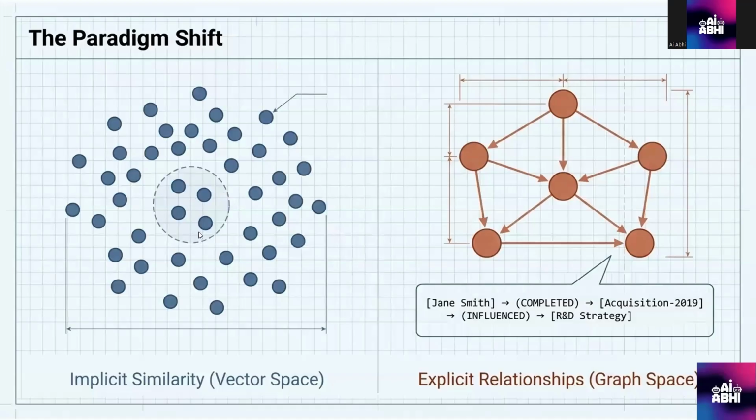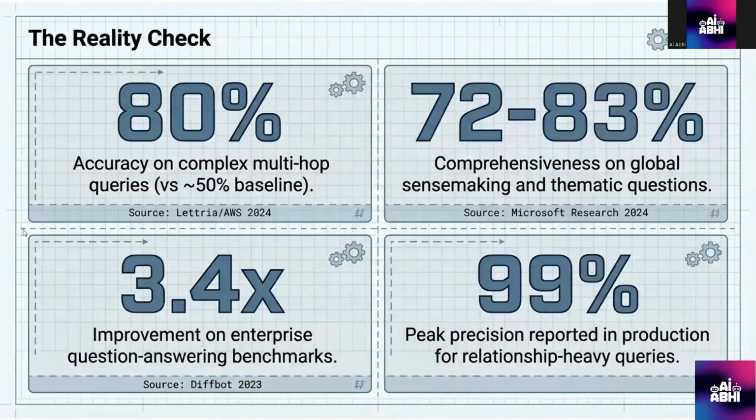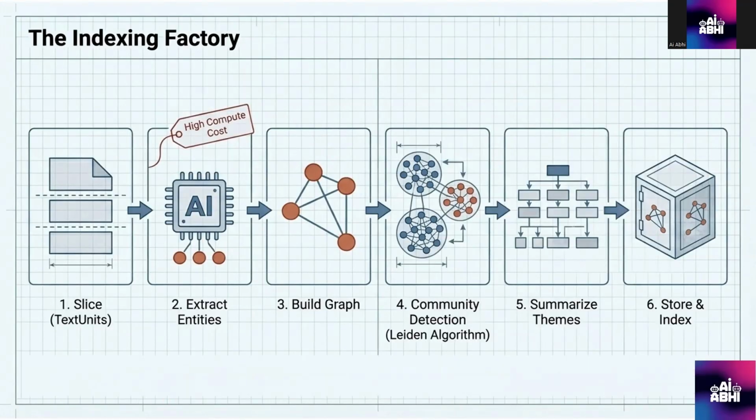So let's move on to GraphRAG's indexing pipeline. Here's what happens when you index a corpus with GraphRAG. This is important to understand because it's where all the cost lives. Step one is slice. Documents are cut into text units, similar to standard chunking. Step two is extract. An LLM reads each text unit and extracts the entities and relationships, which is expensive. There are LLM calls, that's why.